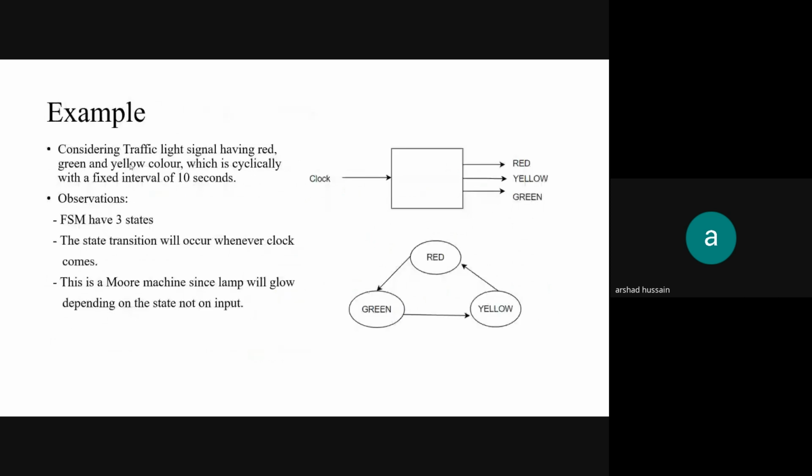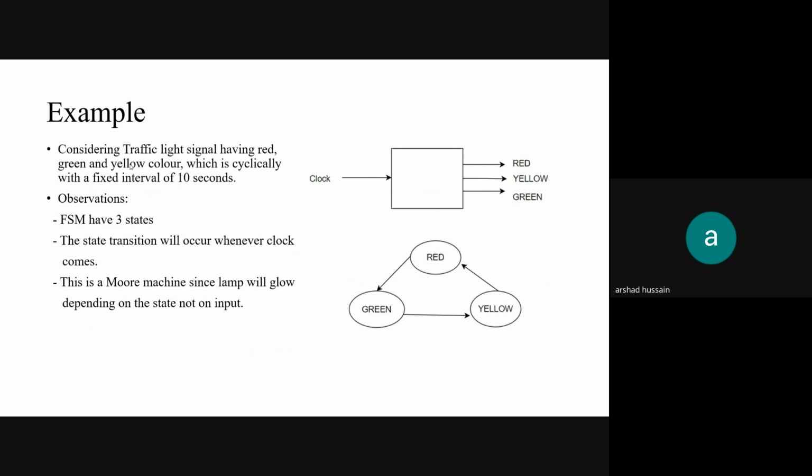So now moving forward, we'll take an example. In everyday life, we have seen the traffic light signal controller. There are three lights: red, green, and yellow. In the circuit, as we can see, there are three output lines, green, yellow, and red, and the clock signal is coming in as an input. These three colors, red, green, and yellow, have to glow cyclically at a fixed interval of time. Suppose here we have taken 10 seconds.